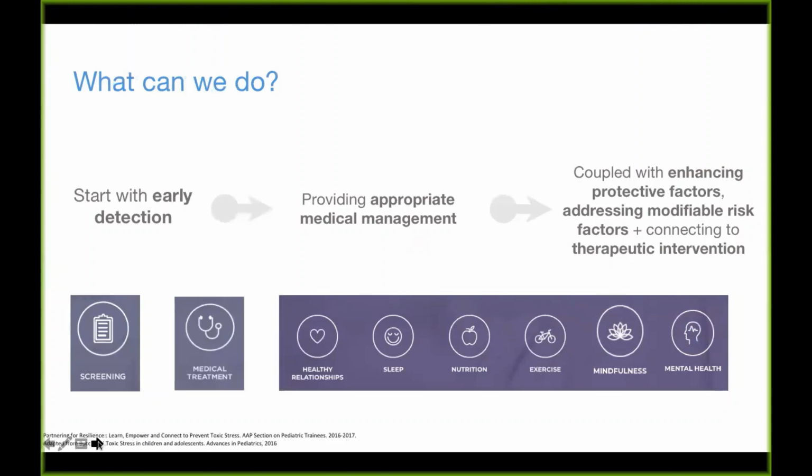We couple this screening, this early intervention, with prompt intervention, and this intervention falls into 3 different categories. The first category is about enhancing protective factors, including strengthening parenting skills, helping families reduce their stress, focusing on good sleep hygiene, nutrition, exercise, and mindfulness or meditative practices.